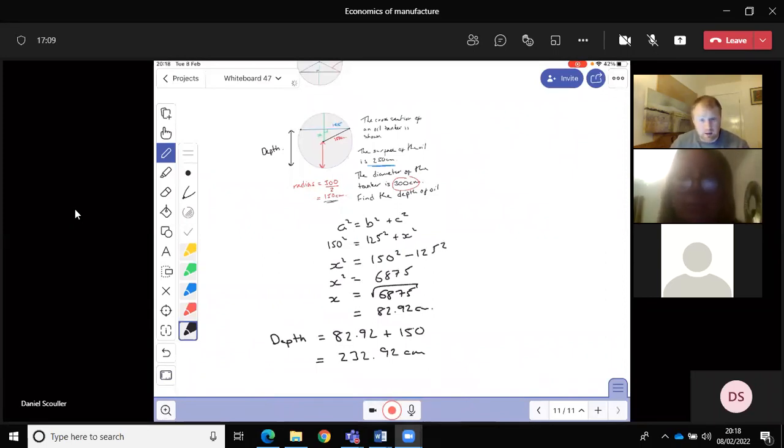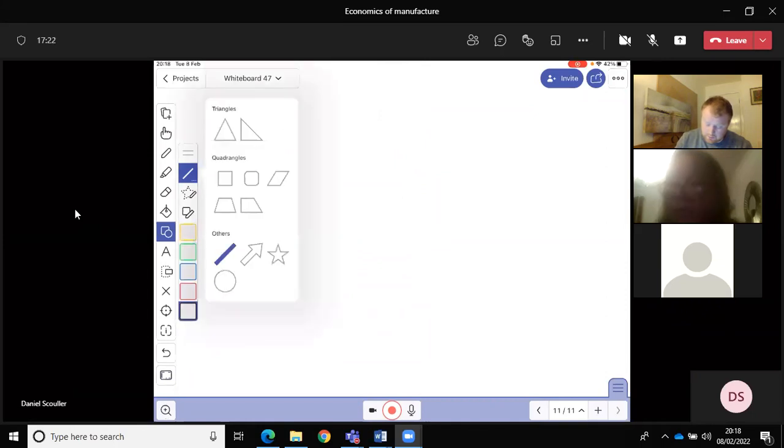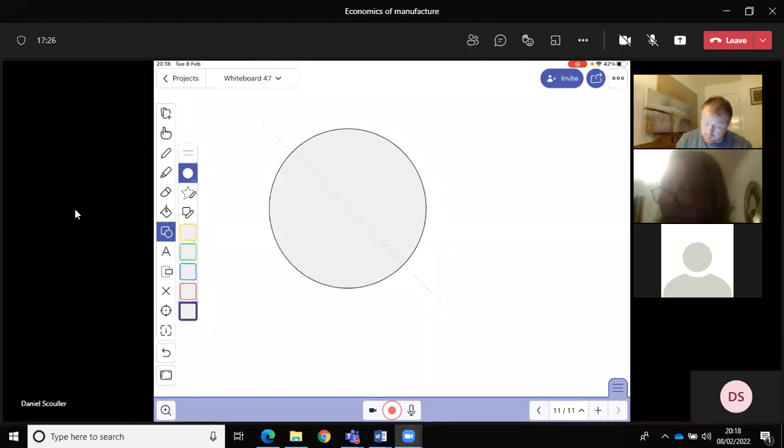Let's look at another example. That's quite a typical wee story, typical wee exam question. Let's look at it from our perspective. So if we start with a circle again. Example 2.